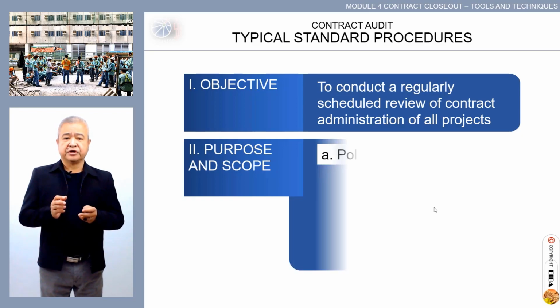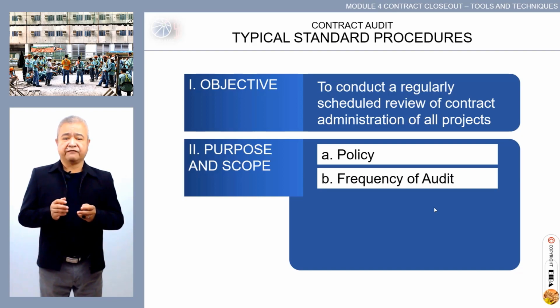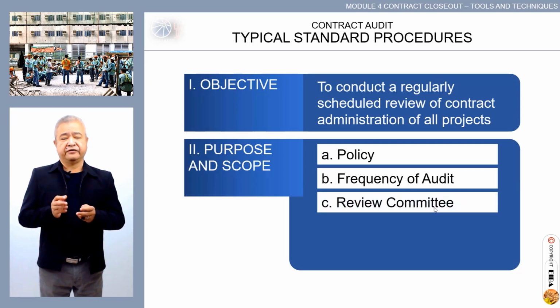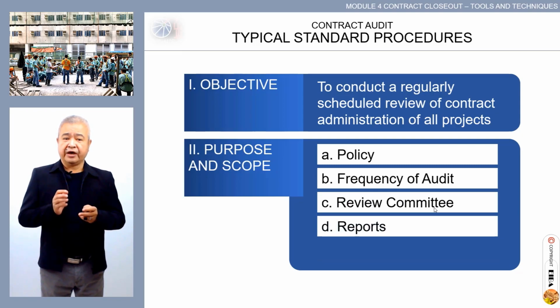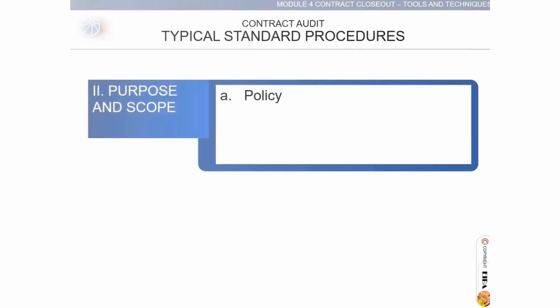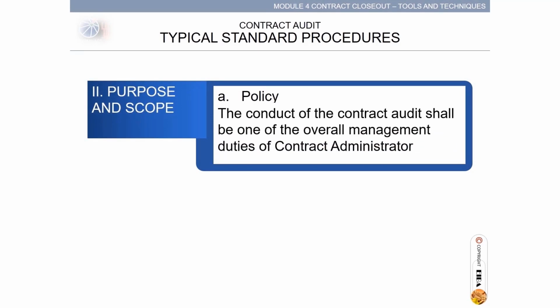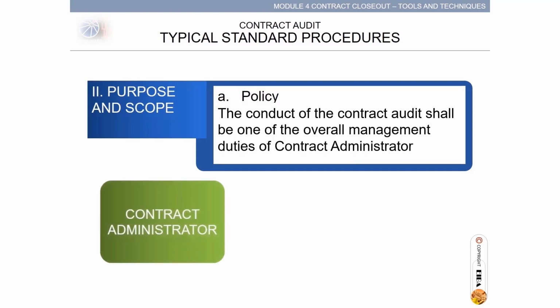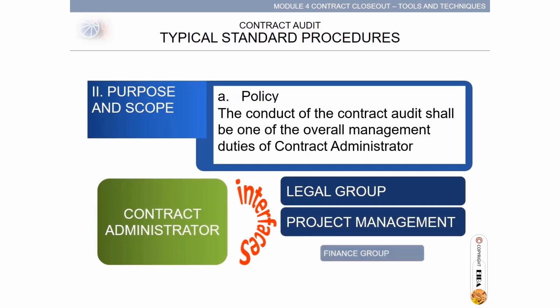With sections: Section A, policy. Section B, frequency of audit. Section C, review committee. Section D, reports. And Section E, review items. Section A, policy. The conduct of the contract audit shall be one of the overall management duties of the contract administrator. Contract administrator interfaces with legal group, project management, finance group.